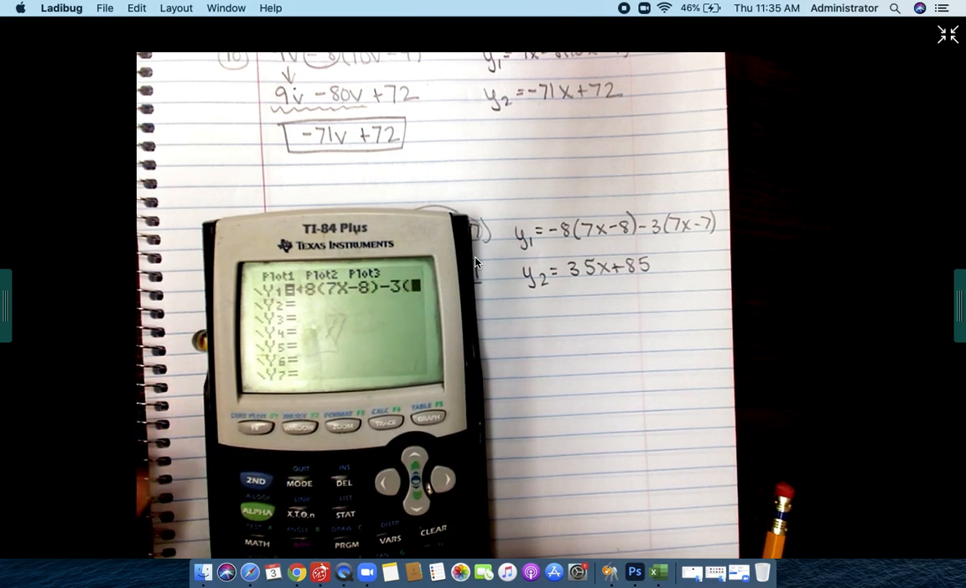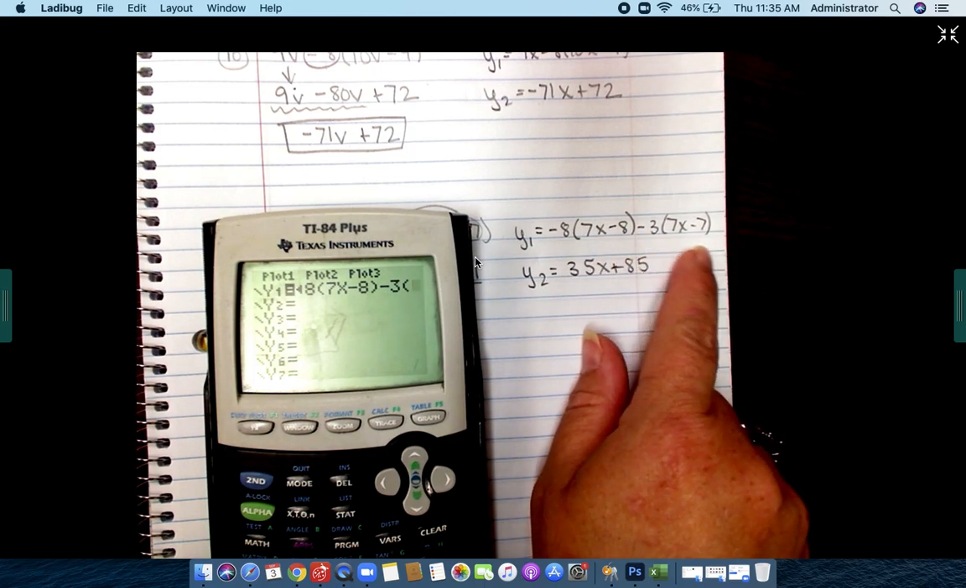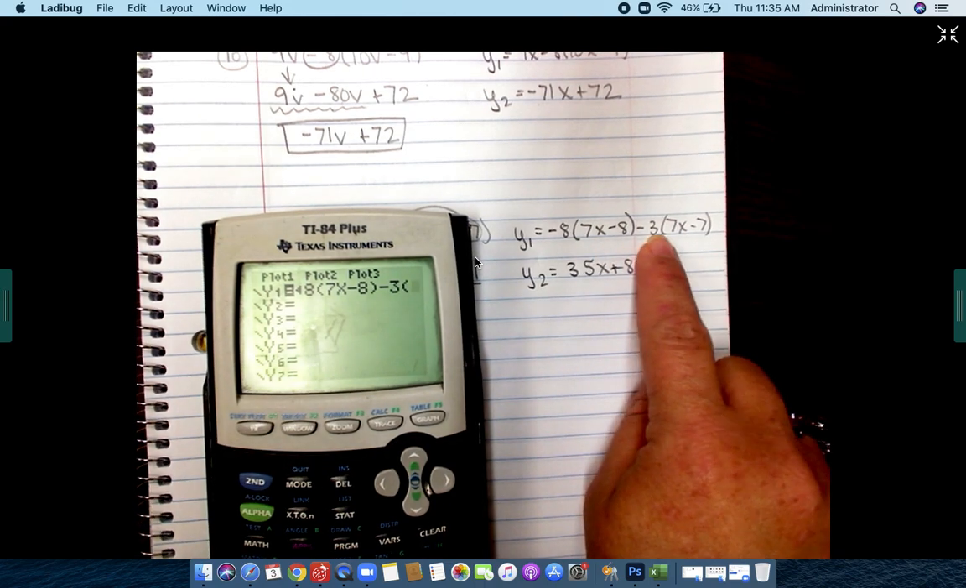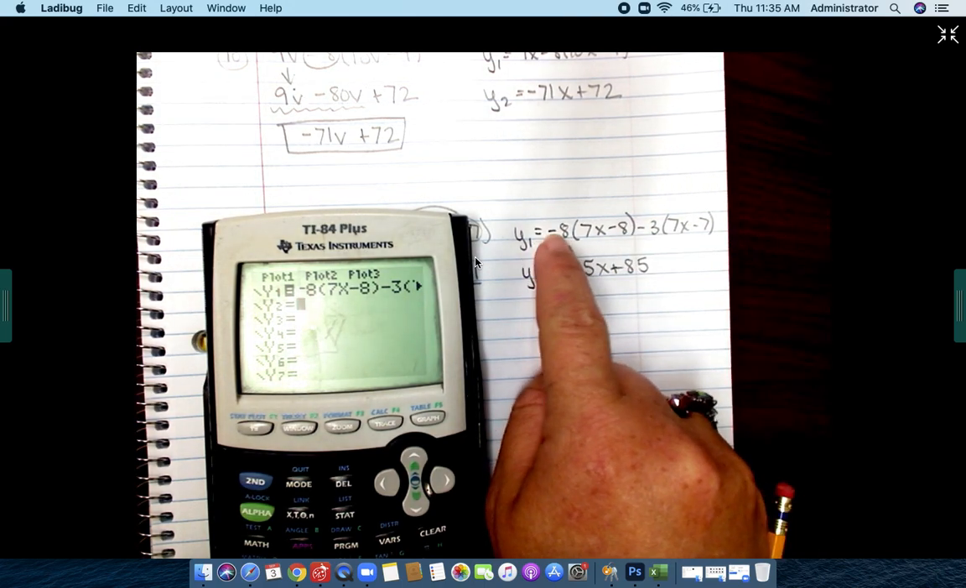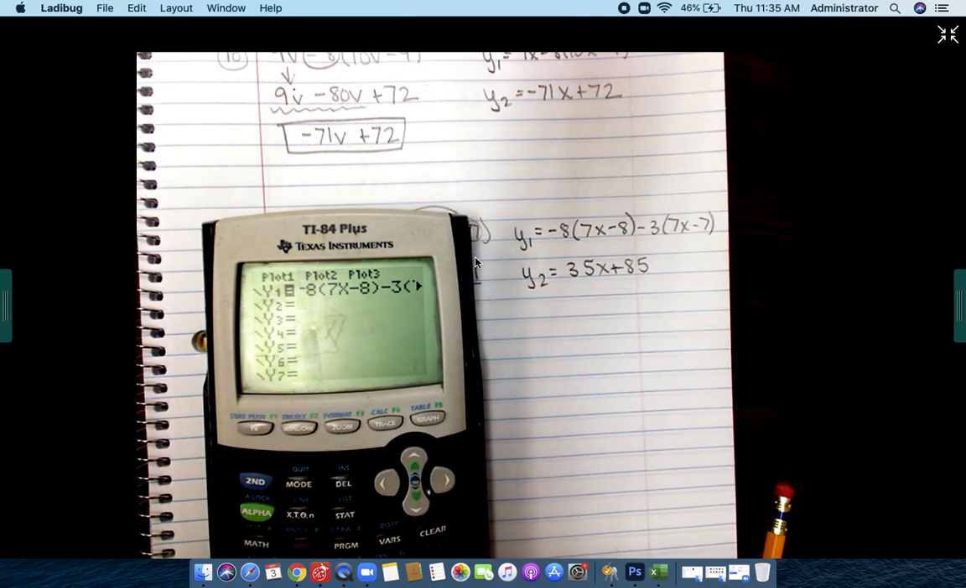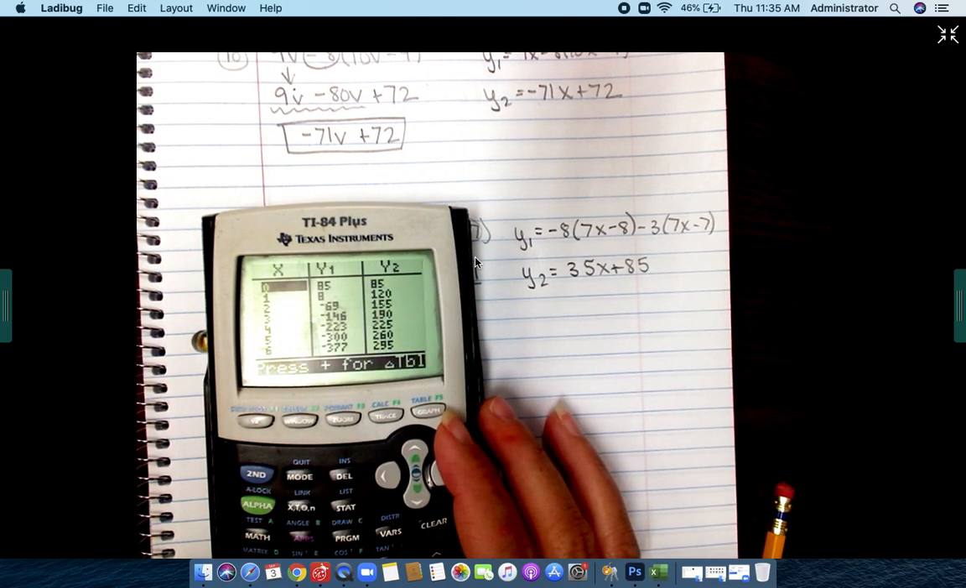Minus 3, even though you think, oh, that's a negative 3. When you read it out loud, that's minus 3 times 7x minus 7. So make sure you use a minus 3 there. The only time you need a negative is when it starts off that way. So let's see if I got it right or if I made a mistake. Oh, I made a mistake.